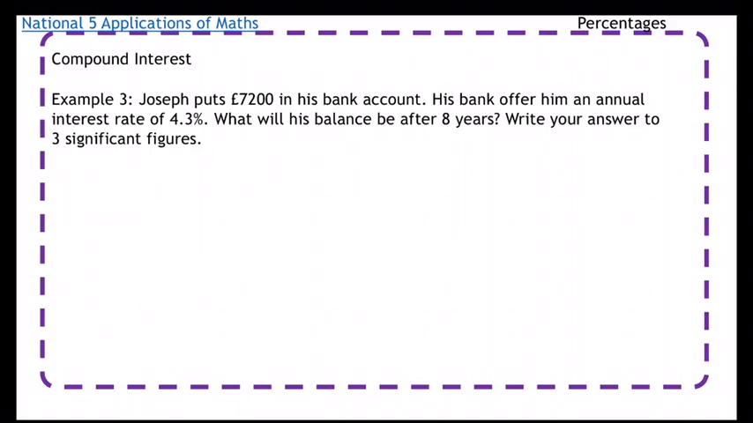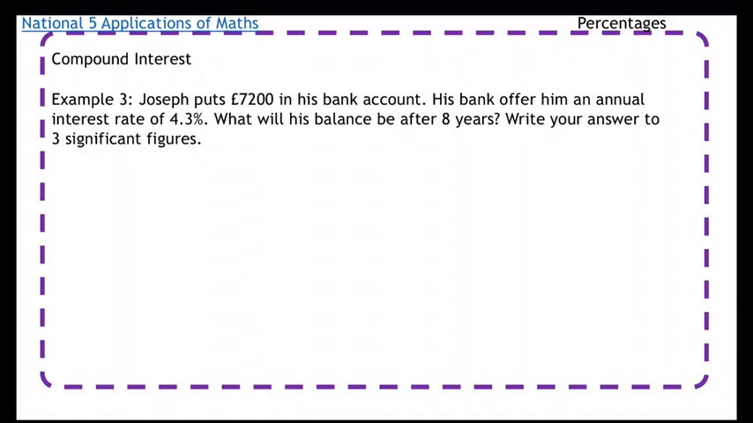So with that in mind, we're going to look at this other example. It's actually example 3, this one. I've skipped example 2. Joseph puts £7,200 in his bank account. His bank offers him an annual interest rate of 4.3%. What will his balance be after 8 years? Write your answer to 3 significant figures.